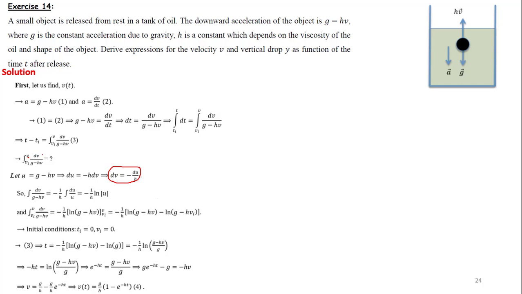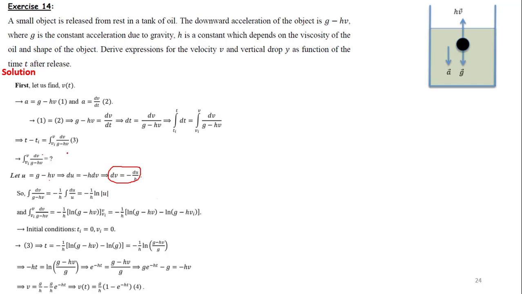So this integral will become minus 1 over h integral of du over u, with u being the function here. Okay, and we know that the integral of du over u is equal to ln of u. The argument of ln should be positive, that's why we added this absolute value.